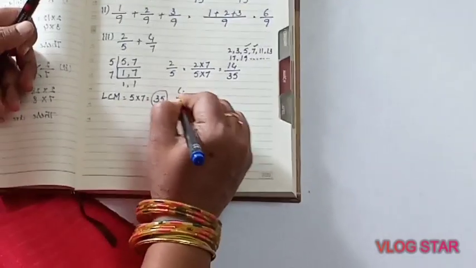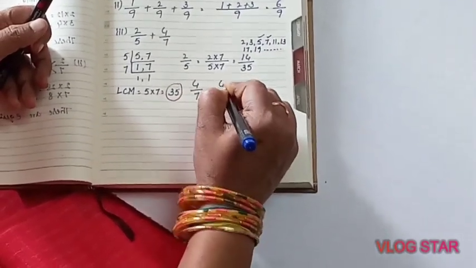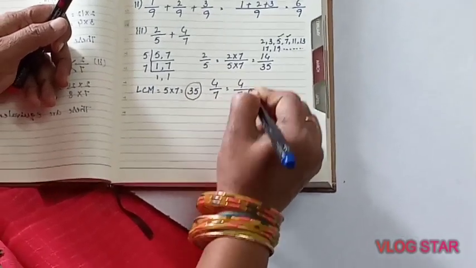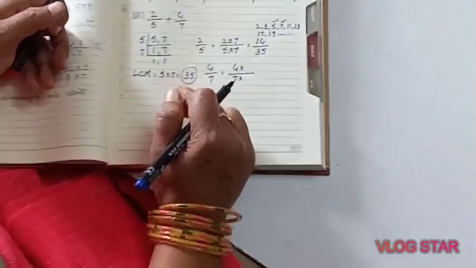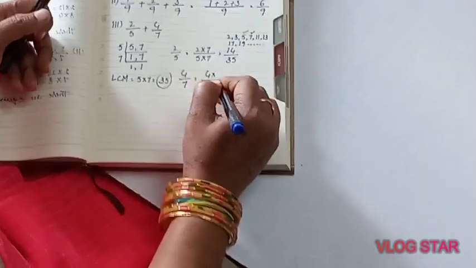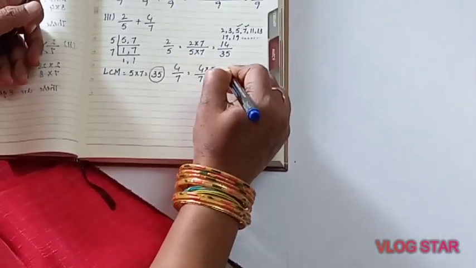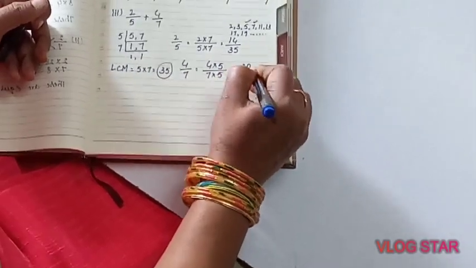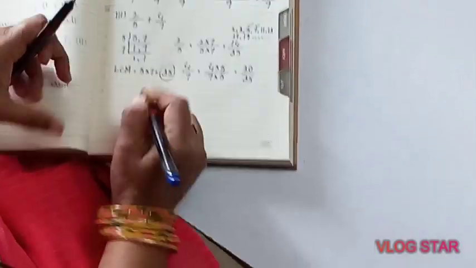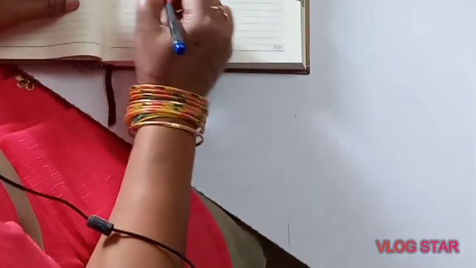Same like that, bring the other fraction 4 by 7. Now here the denominator is 7, but you want 35. How will you get 35? 7 table, when will you get it? 7 5s are 35. So multiply numerator and denominator with 5. So you got 20 by 35.